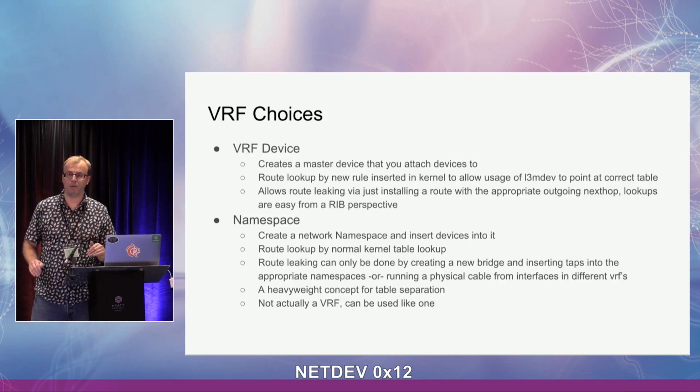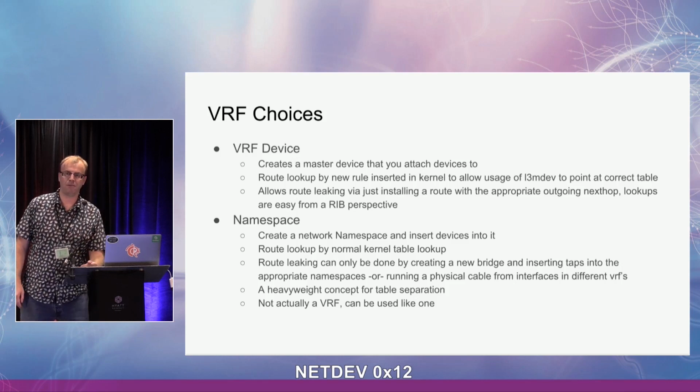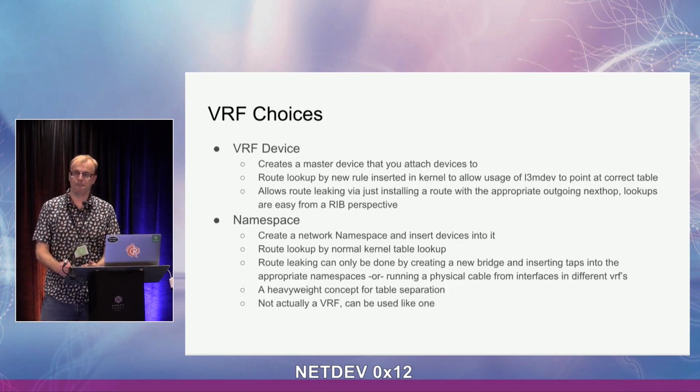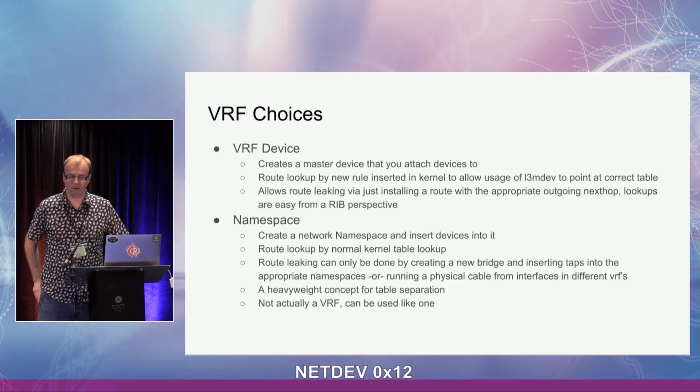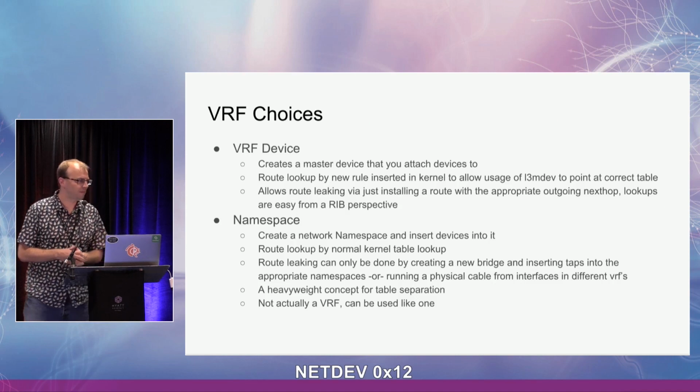That is totally heavyweight. If I want to do more than a couple of VRFs, I all of a sudden have to manage a large number of bridges, a large number of interfaces, and I don't get easy route leaking by a simple route table lookup that the VRF device provides you. So again, namespaces are like a VRF, but not. They're really heavyweight, and I wouldn't recommend using them. Anything else? Yes, sir.